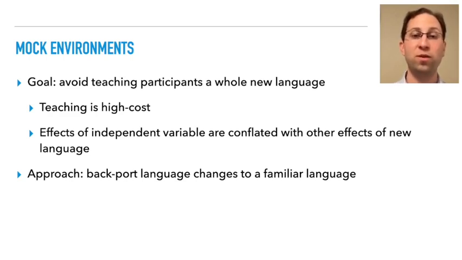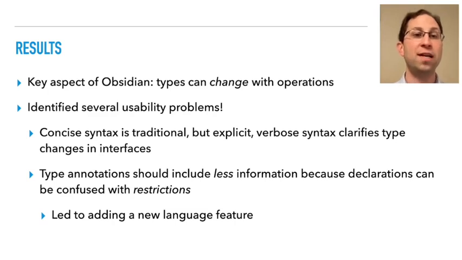To address this problem, we adapted the design questions we were interested in to a language for which we could find existing programmers. In our case, that was Java. Now, one key aspect of Obsidian's design is that the types can actually change as a result of operations that occur. So what did we find?